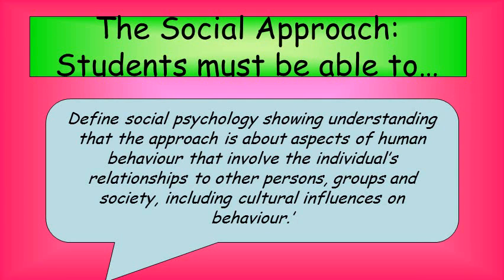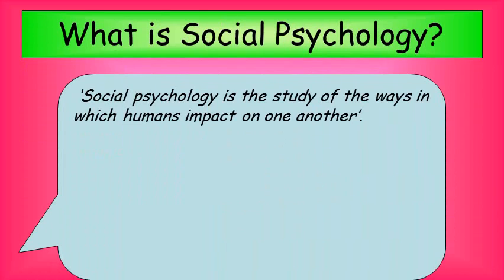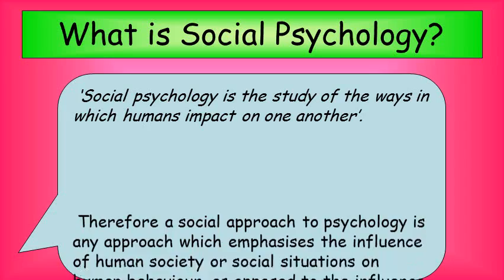Now, the specification says that you need to be able to define social psychology, understanding that the approach is about aspects of humans' behaviour that involves individuals, and then aspects of human behaviour that involves interaction with groups. So what is social psychology? Social psychology is the study of the ways in which humans impact upon one another.